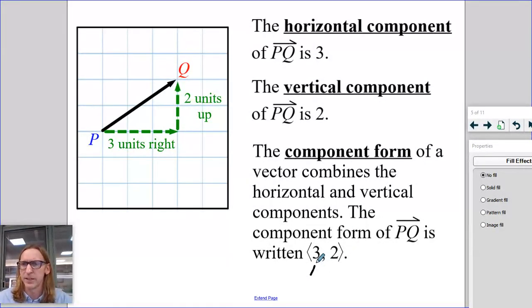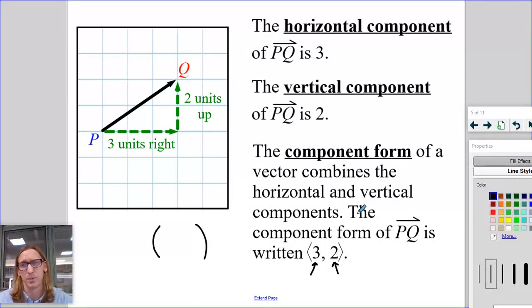The horizontal component is written first, the vertical component follows after a comma, and we surround those two numbers in a unique shape of bracket. They are not curved parentheses, but they're more pointy parentheses. Again, not the official name, but a decent enough description. So the component form of your vector has the horizontal component followed by the vertical component separated by a comma, and they are surrounded in these pointy parentheses. Anytime you see parentheses of this shape, that is providing you with the component form of your vector, telling you horizontally 3 units to the right, vertically 2 units up.